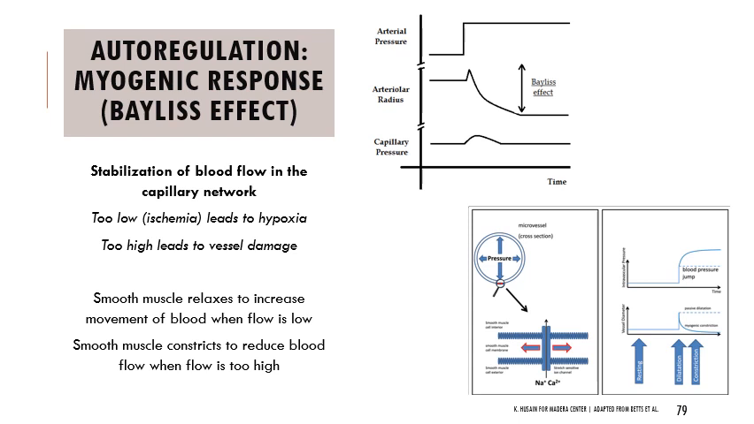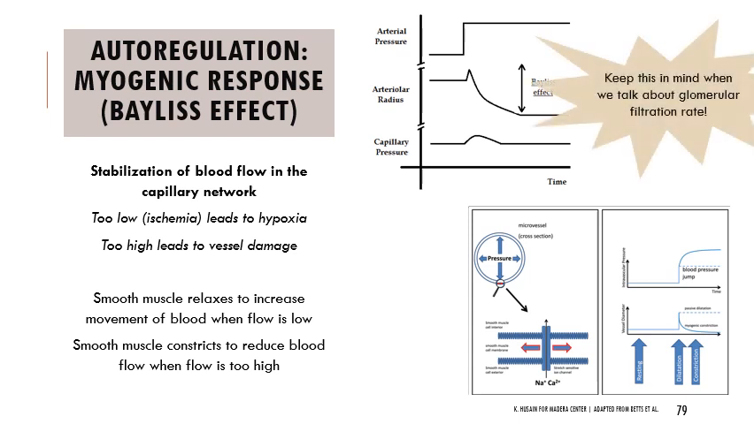And so in this case, when the flow is low, the smooth muscle is going to relax in order to increase that movement of blood, become more compliant, and then it constricts when flow is too high to reduce blood flow. So this is how the tone of the vessel musculature is changing in response to flow. This is going to be important when we talk about glomerular filtration rate later in the semester, and talking about the renal system and the urinary system.